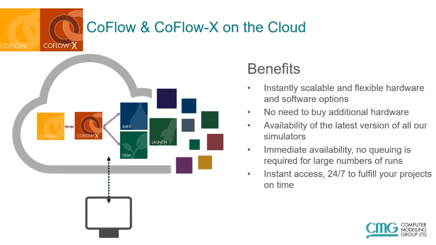You don't have to buy any hardware, as I said. All our latest software is always available on the cloud. So you have the assurance that you have access to the latest versions of all the software. The availability is immediate. There is no queuing up required for a large number of runs. So you can run a CMOST study which would require 200-300 jobs to be run, and very easily you can scale it up on the cloud. The access is instant, and it's available 24/7 so that you can fulfill your projects on time.